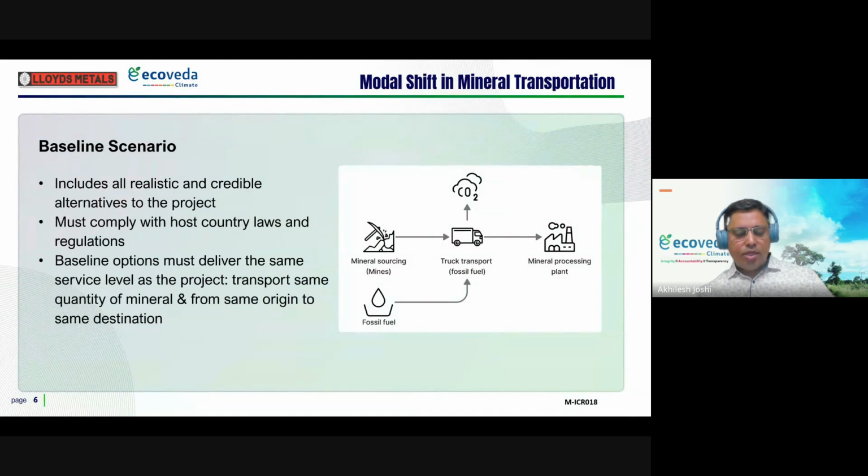Transportation by rail lines may also be a suitable alternative if a rail line exists to transfer the minerals from the mines to the processing plant. So that is one option. But in the methodology, we specifically mention that it is only applicable when the most feasible baseline scenario is transportation by trucks. This is what we have presented in the baseline scenario, but we have kept it open. All feasible baseline alternatives will be discussed, and the most feasible baseline scenario will be determined. Next slide, please.